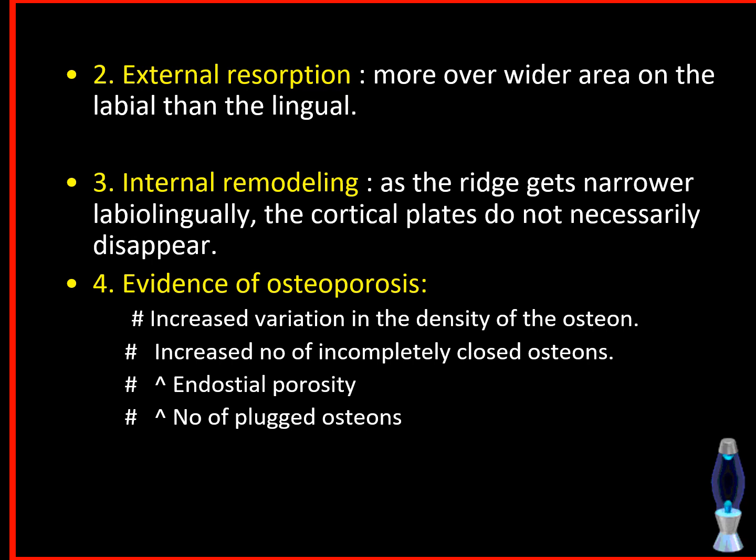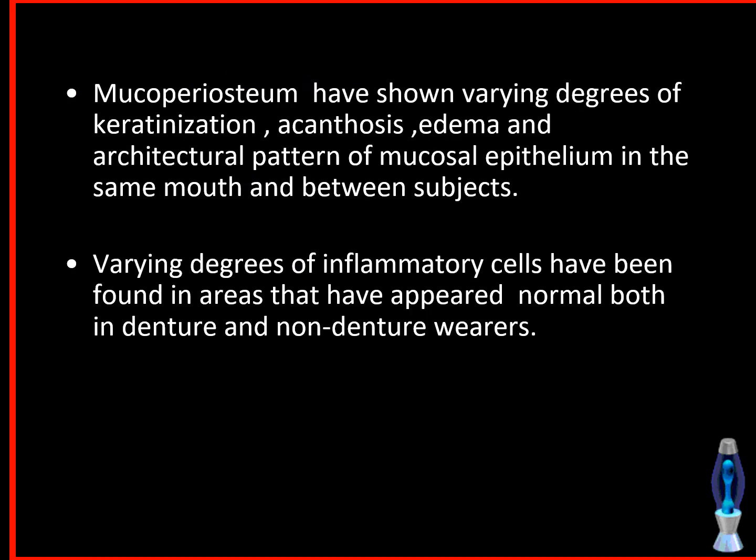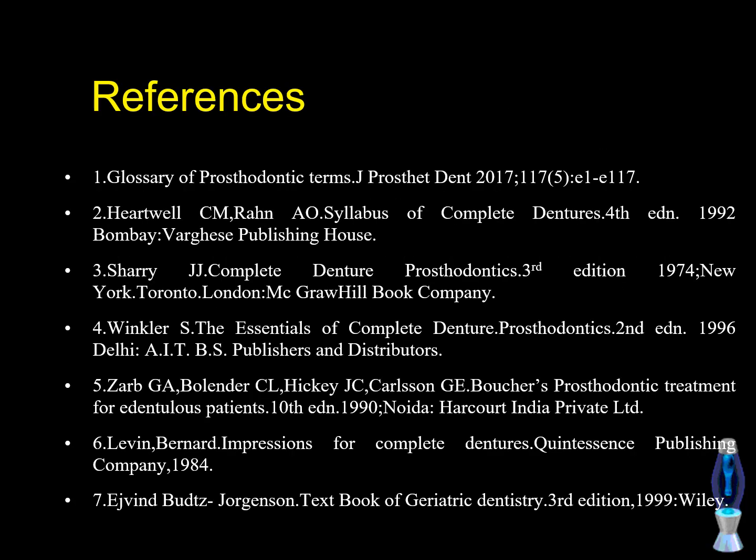And more evidence of osteoporosis: an increased number of closed osteons, increased endosteal porosity, and increased plaque, which also leads to microfractures. The mucoperiosteum shows varying degrees of keratinization, acanthosis, and edema. Also, we can see varying inflammatory cells in both the denture and non-denture areas of residual ridge cases. For further details, you can refer to the following textbooks for residual ridge resorption. Thank you.